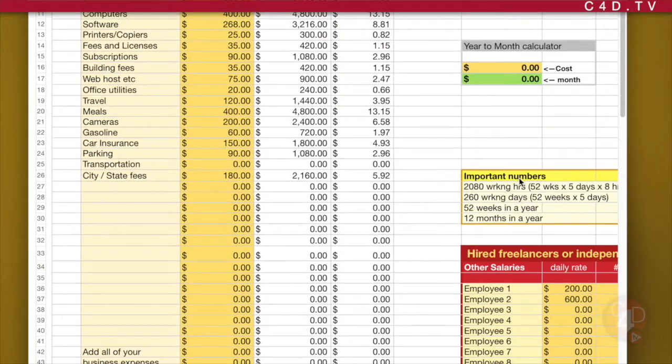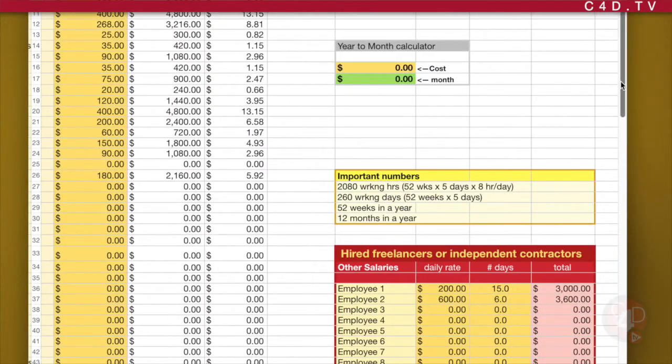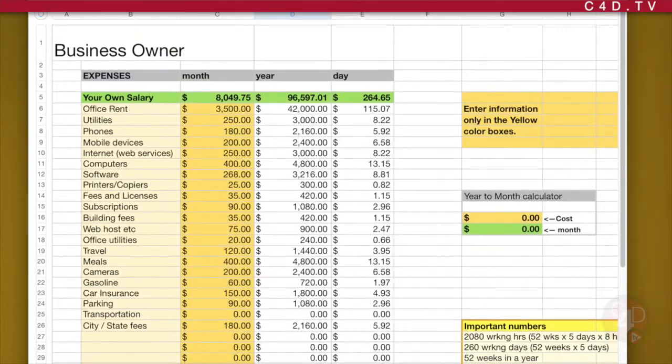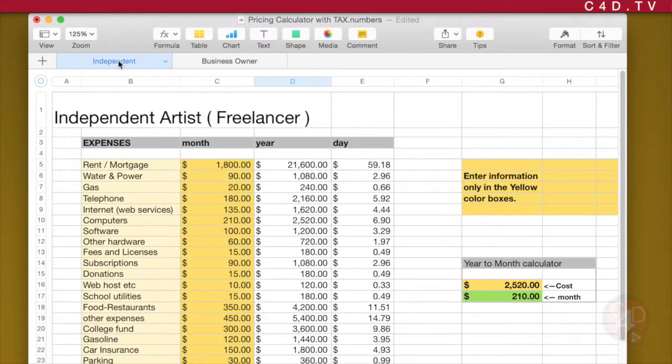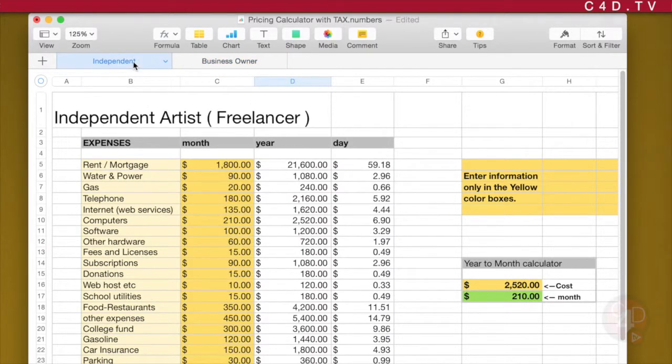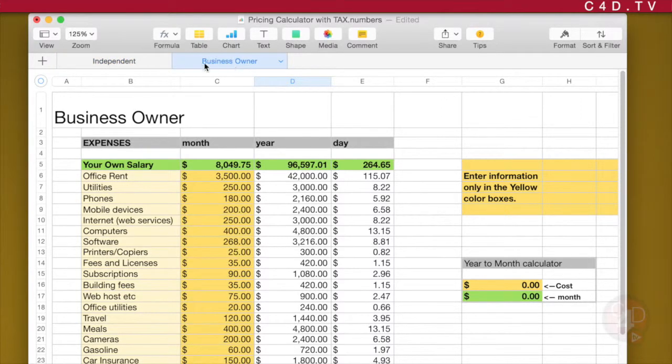So by doing this, I basically created two of the most basic types of spreadsheets to calculate, depending on whether you're an independent artist or a business owner. Even if you are just one person as the independent and one person as the business owner, you have to treat the independent and the business owner as two separate identities. That is the main idea in this tutorial.